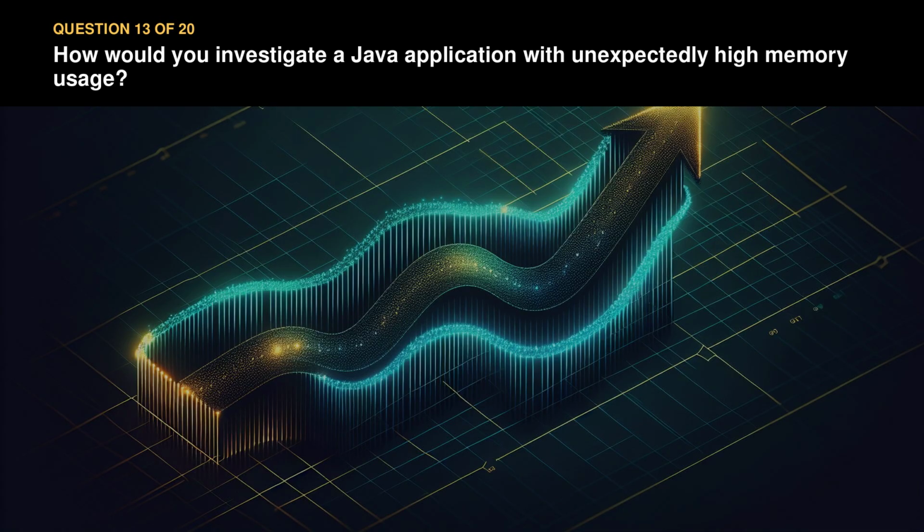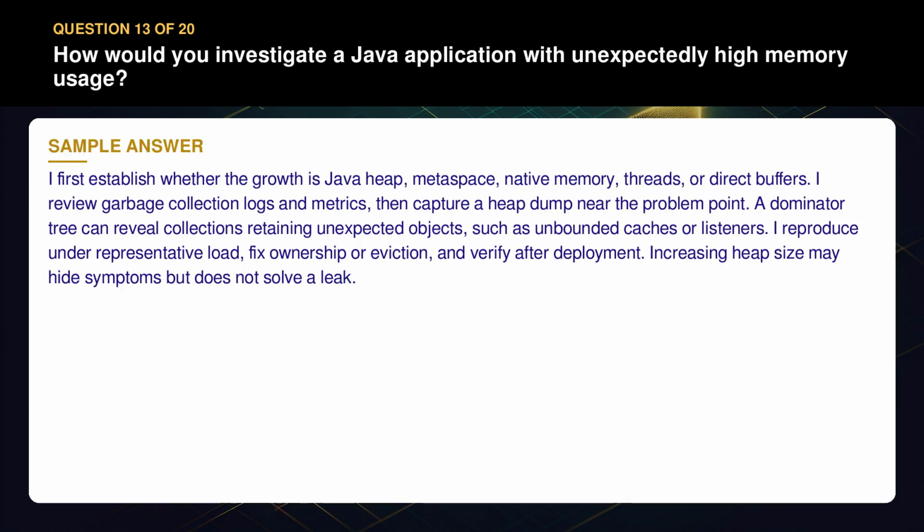Question 13. How would you investigate a Java application with unexpectedly high memory usage? I first establish whether the growth is Java heap, metaspace, native memory, threads, or direct buffers. I review garbage collection logs and metrics, then capture a heap dump near the problem point. A dominator tree can reveal collections retaining unexpected objects, such as unbounded caches or listeners.